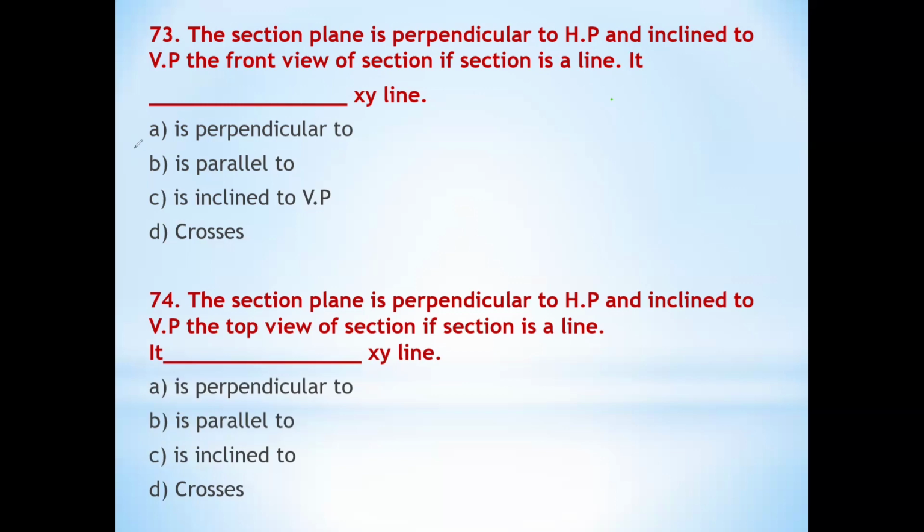The first one says it is perpendicular to XY. It's not possible, so it's not correct. The next one says it is parallel to XY. It's the correct one, as I have mentioned just before. The option inclined to VP is not correct. So B is the correct one. Okay, now we'll see the next one, MCQ number 74.